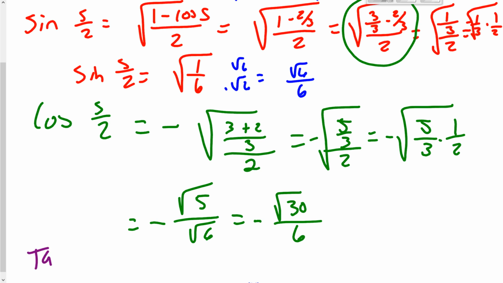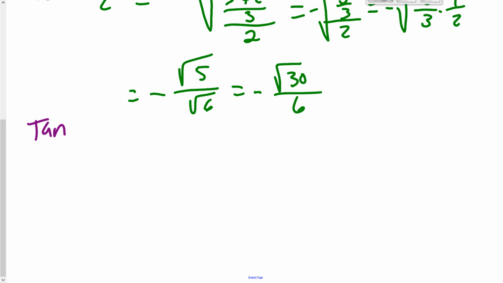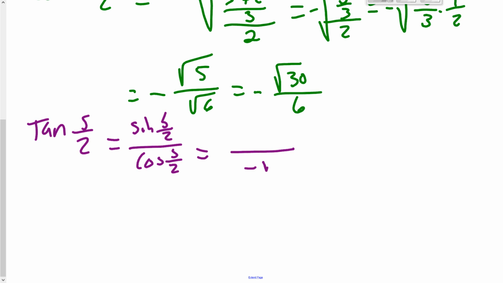Okay, now we can do tangent, and again, it doesn't really matter which one you do. You can pick any of them, but also since we already found sine and cosine, we could do this. We could take sine of our half angle s over 2 and divide that by cosine of s over 2, and that would also give us our answer. So cosine is negative root 30 over 6, and sine is root 6 over 6, which equals root 6 over 6 times by negative 6 over root 30.